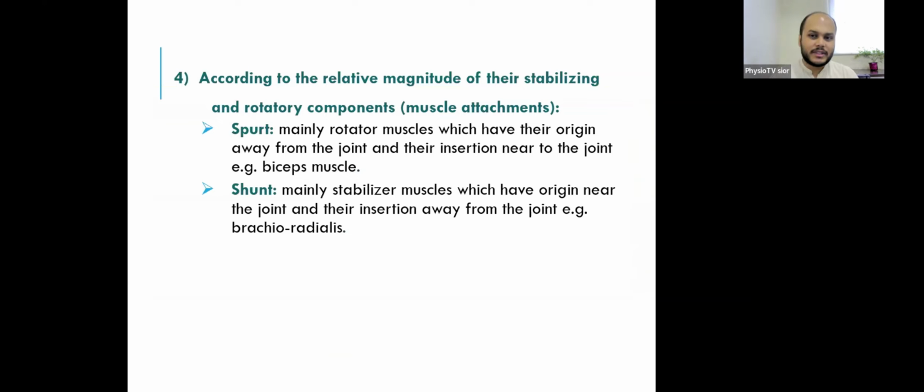Moving on, this is something that is special to me, and it's the classification according to the magnitude of their stabilizing and rotatory components. In this, we divide the muscles as spurting and shunting. Now, what do I mean by spurting? Spurting is a muscle which is mainly a rotatory muscle, which has its origin away from the joint and its insertion near to the joint. An example taken here is the biceps muscle.